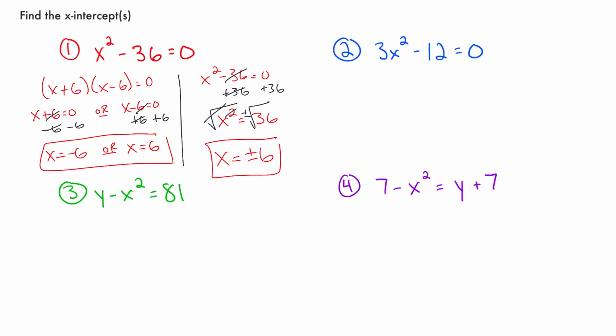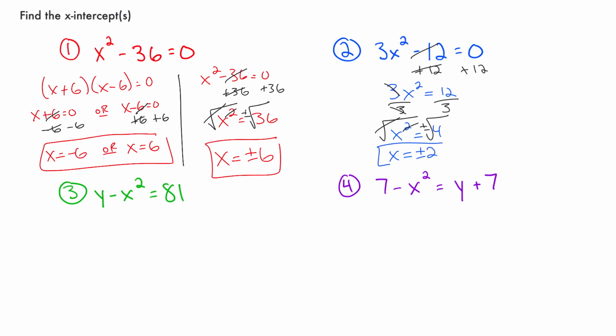Problem number 2. If I want to solve for x, I'm going to add 12 to both sides. Let's get rid of the subtraction first. That'll give me 3x squared is equal to 12. Divide both sides by 3. X squared is equal to 4. Square root both sides. Don't forget the plus or minus. And that'll give us the answer of x is equal to plus or minus the square root of 4, which is 2. And we are done.